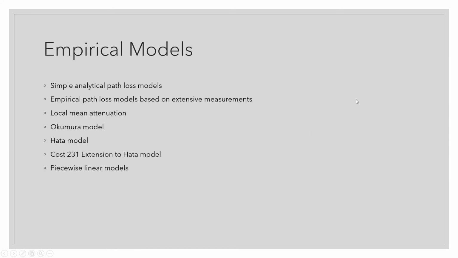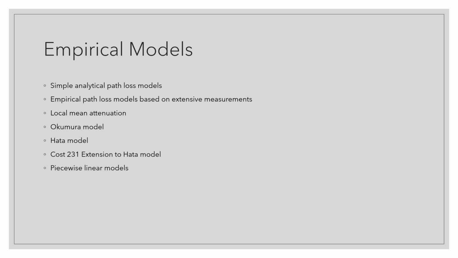And the last one is the empirical model. There are a few problems with all these methods, and they are generally used to solve a certain condition for a certain location. The first one is the simple analytical path loss model. It is used for irregular terrain like cities, and doesn't lend itself to a simple model. And the second one is the empirical path loss model based on extensive measurement.